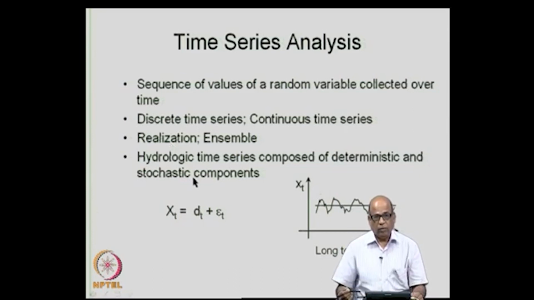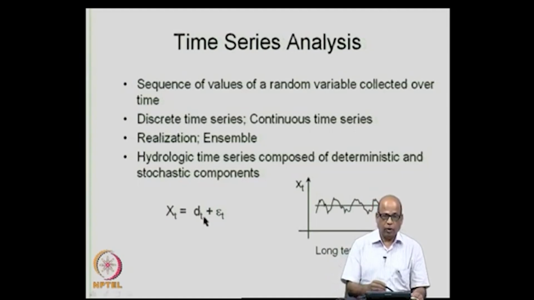A hydrologic time series, in fact any time series, may consist of a deterministic component and a random component. For example, you may have a long term mean of a hydrologic variable around which there are random fluctuations. So, we would like to model the time series by capturing this deterministic component and by modeling the random components. In general we write the time series x t as consisting of a deterministic component d t and a random component epsilon t.